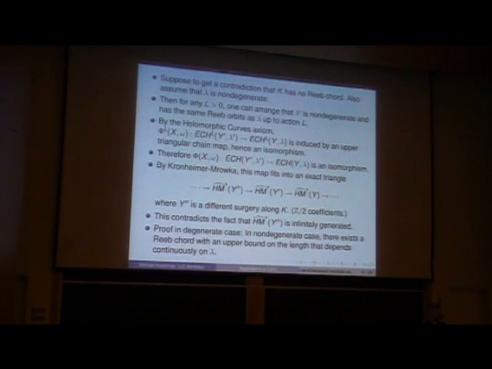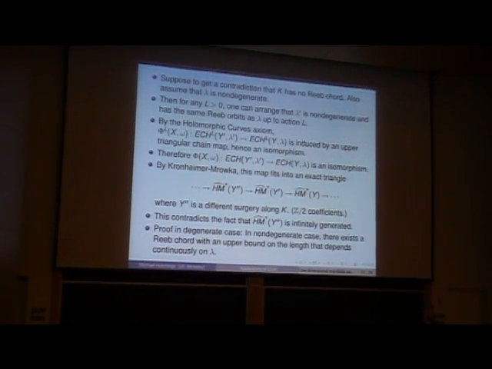So let's assume, to get a contradiction, that there is no Reeb chord. And in order to be able to talk about ECH, let's also assume that the contact form is nondegenerate. Now, the Reeb orbits after you do the surgery are basically the Reeb orbits that you had before you did the surgery, together with new Reeb orbits which come from cyclic words in Reeb chords of the knot.